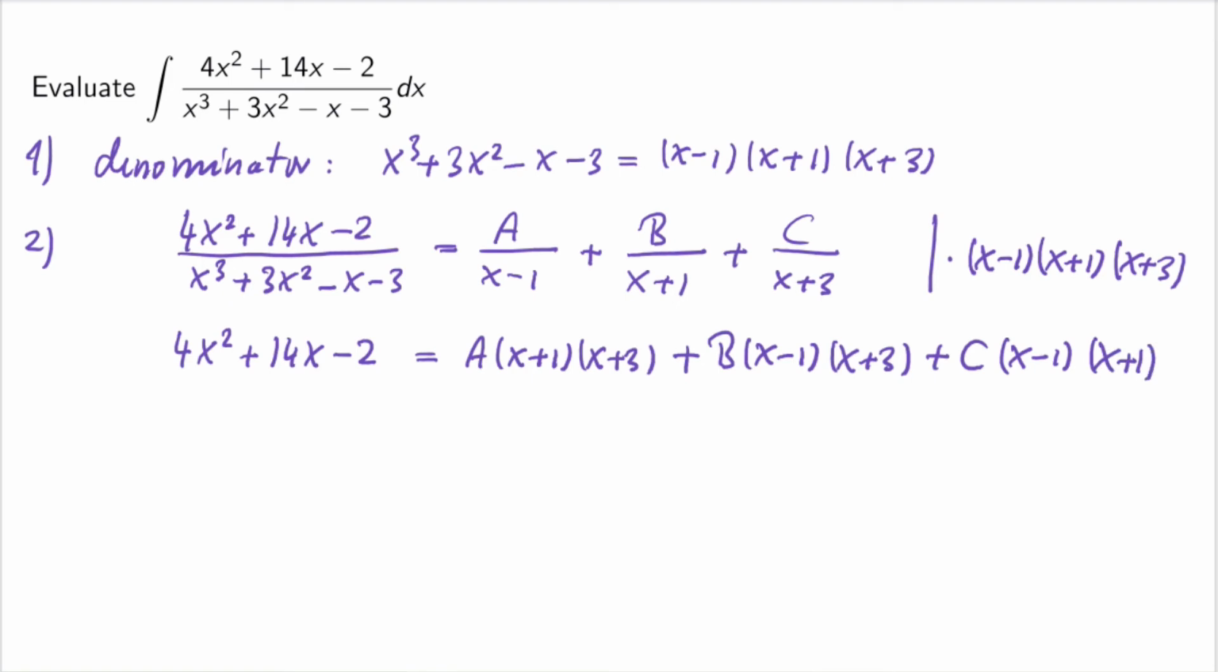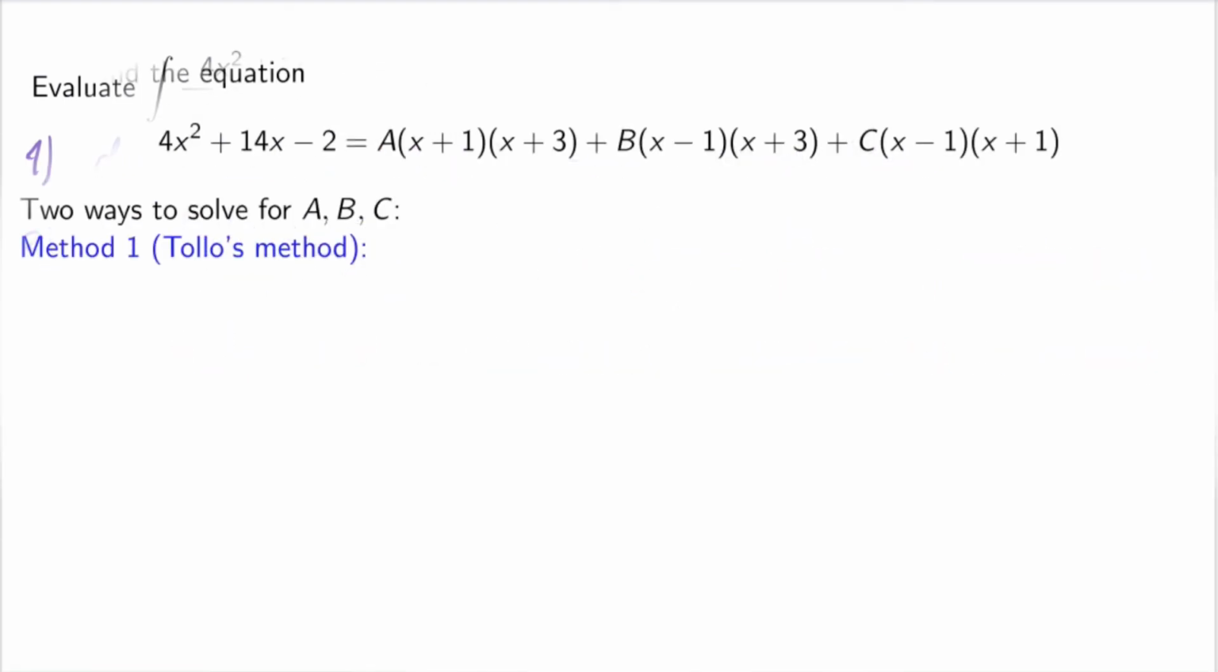So now we got an equation which has no more fractions. It is just a bunch of polynomials. But we still need to find a, b, and c. And there are two methods to do this. So here I write down the equation again. The first method is more or less a quick and dirty method, which I like to show first. And I just call this Talos method.